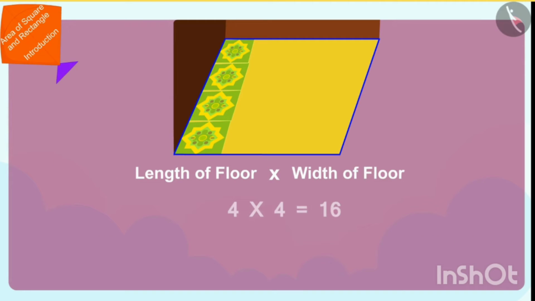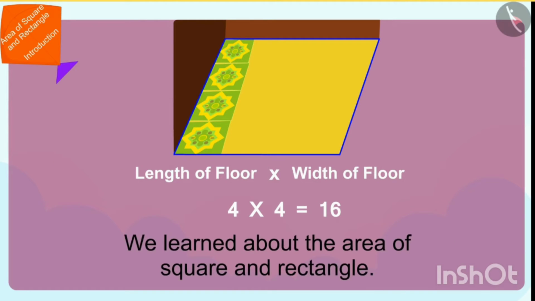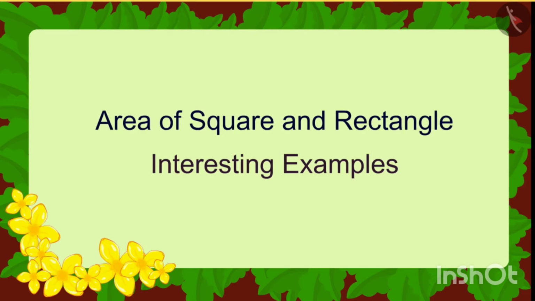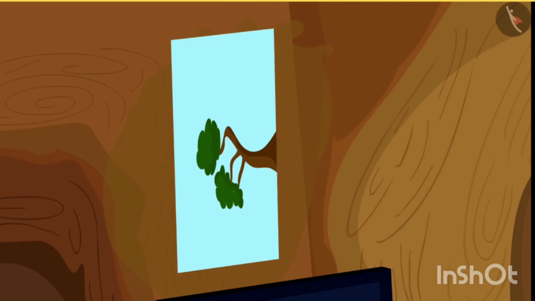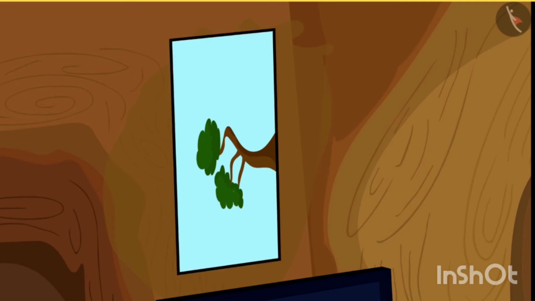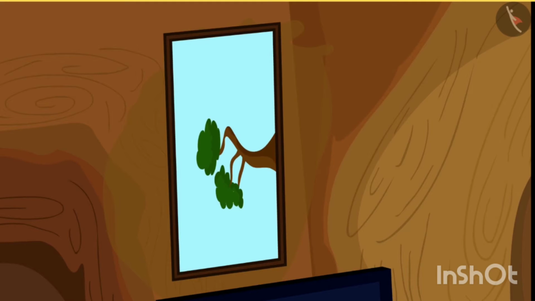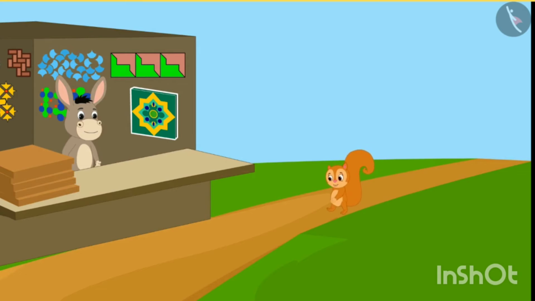Hello children! In the last video, we learned about the area of square and rectangle. In this video, we will learn more about it through some interesting examples. Chanda wants to fit a glass in her window pane. She has got such a frame made for her rectangle-shaped window, and now she has come to buy glass in the market.